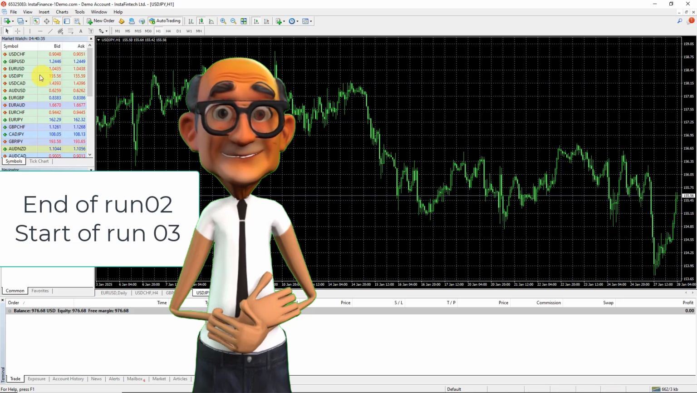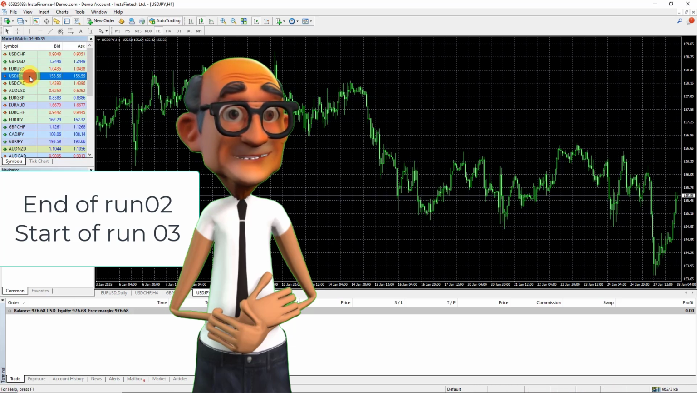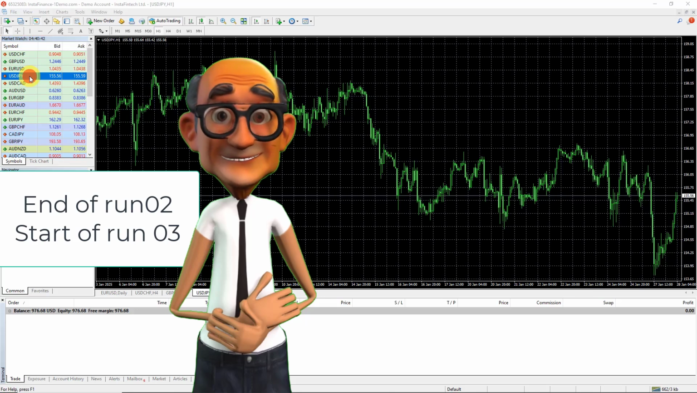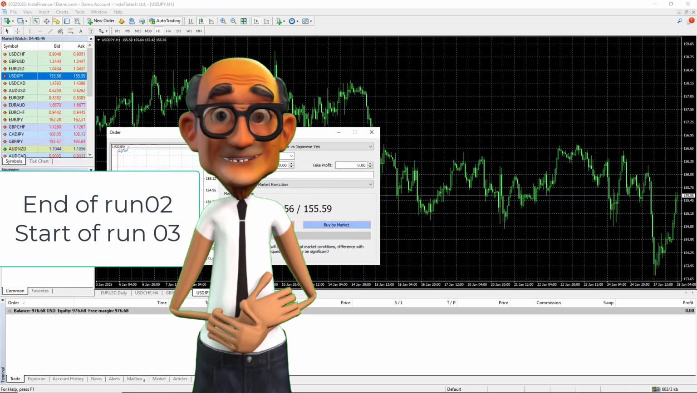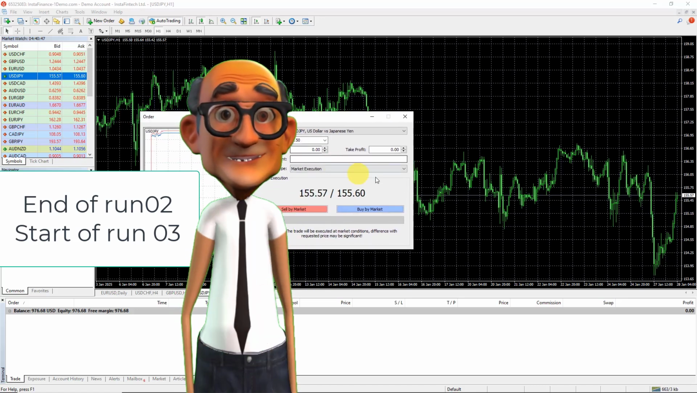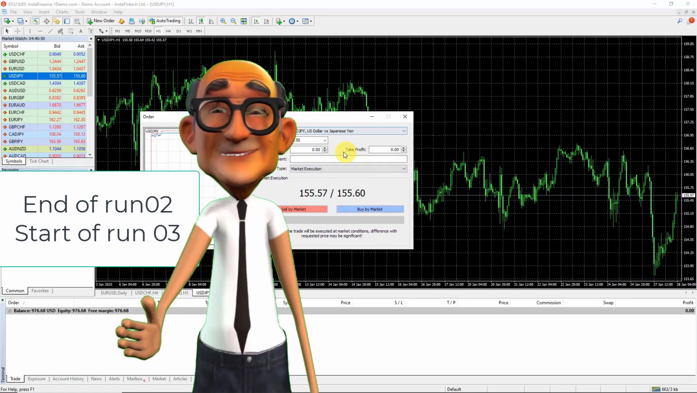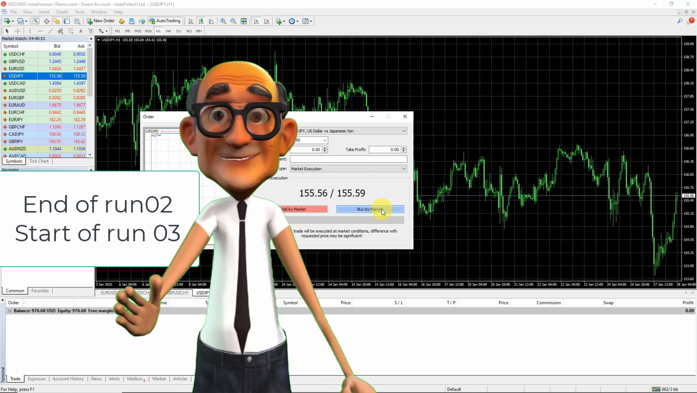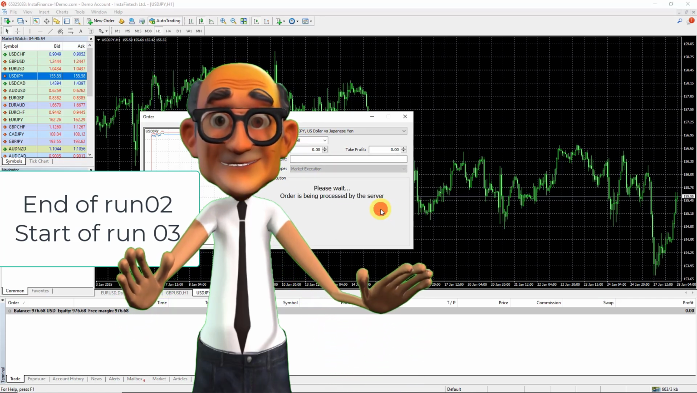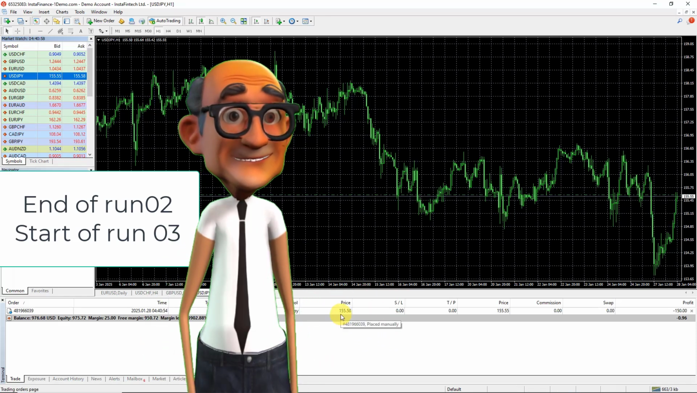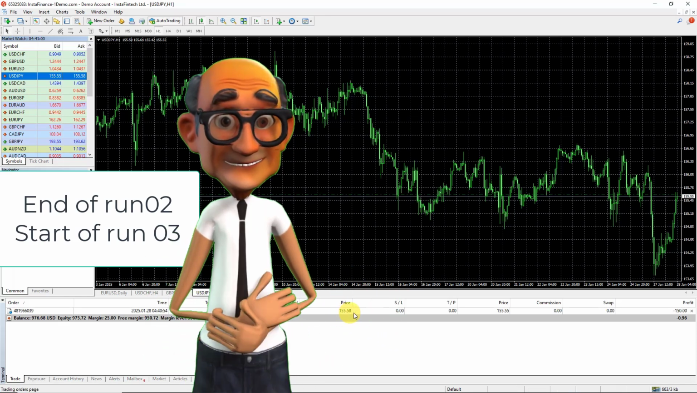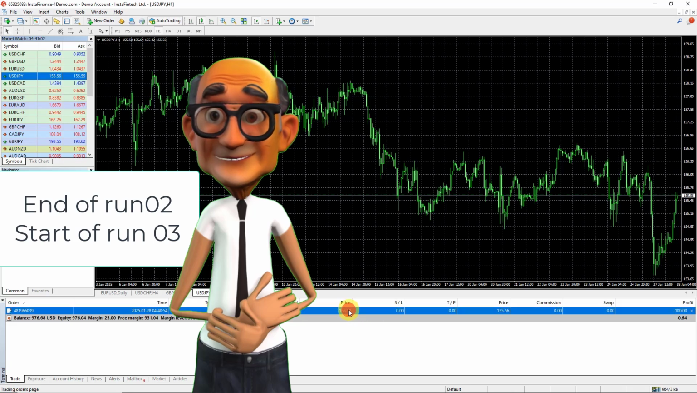Right, so like always, let's go, where is it? Sorry, just open up on my other screen. Right, here I've got it now. Okay, so like always, we are just going to keep the lots the same, and we are just going to buy at market price. That's it. Okay, so we have bought at 155.58. Let's go put a take profit in.